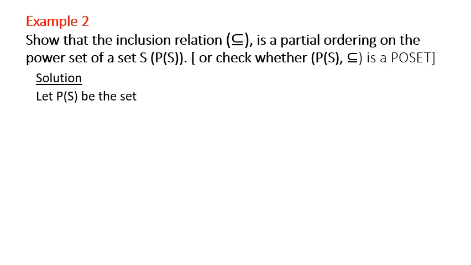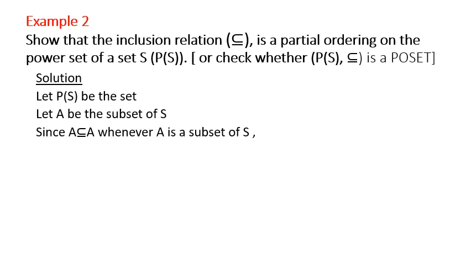Let P of S be the set. Let A be a subset of S. Then we can say A is a subset of A whenever A is a subset of S. For example, if B is another subset, then B is a subset of B itself. For example, if S is the set {a, b, c}, then let the subset be the singleton set {a}. Then we can say that the singleton set {a} is a subset of {a} itself.